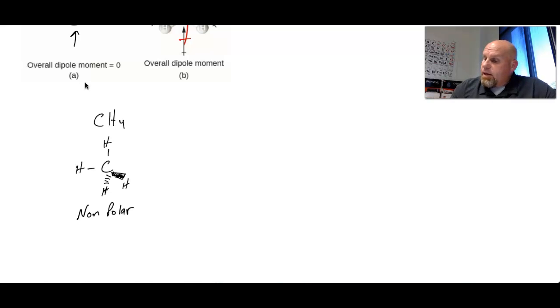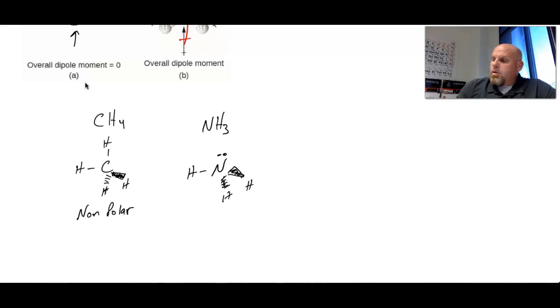Whereas if I had something like NH3, I would draw my structure like this. And now you can see, due to the fact that I have a lone pair of electrons sitting here, I am going to have a region of positive and a region of negative. And my dipole moment is going to be drawn just like this. Up here by my lone pair of electrons, I'm going to have that partial negative, and down here in the middle of my hydrogens, I'm going to have that partial positive.